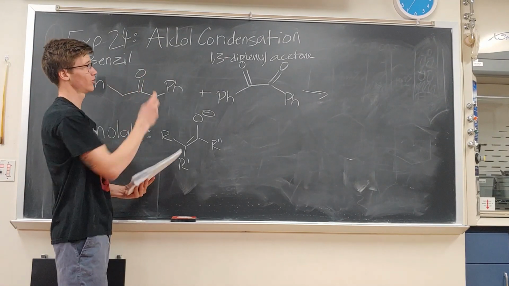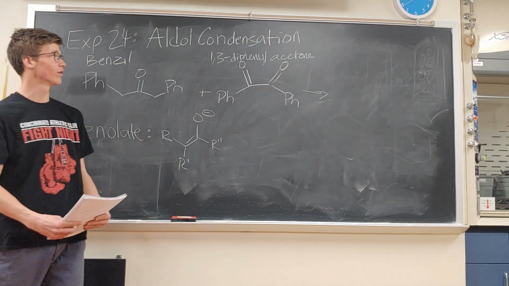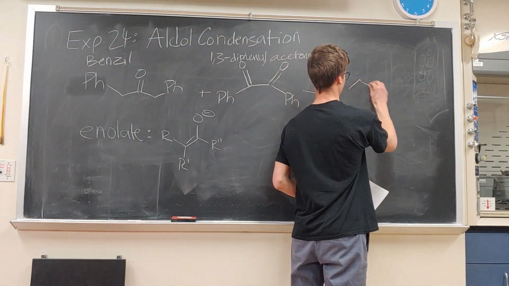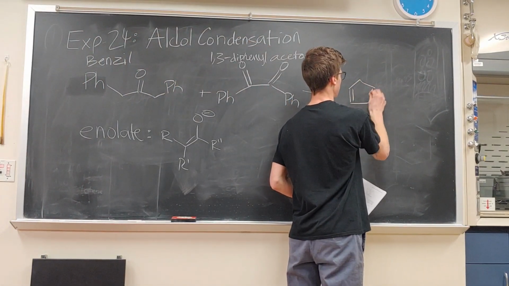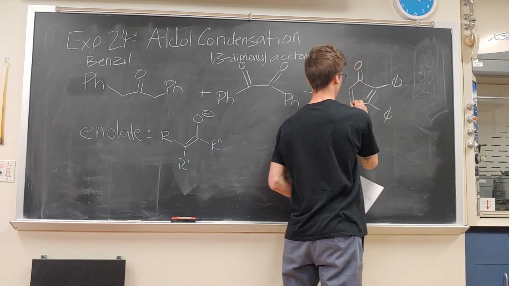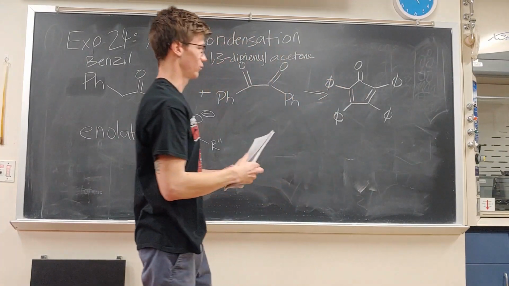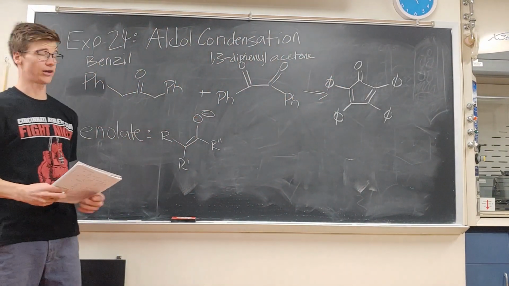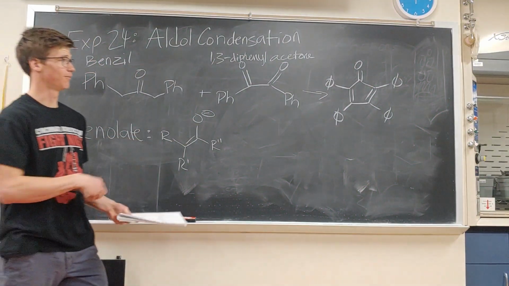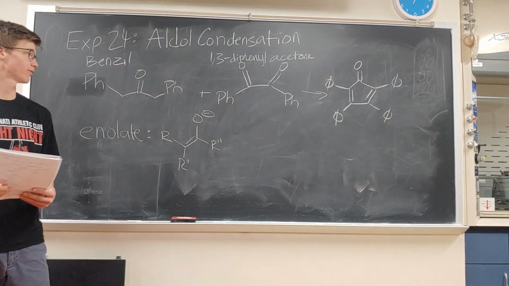So experiment 24 is going to be an aldol condensation. Specifically, you're going to be reacting benzil with 1,3-diphenylacetone, and that's going to give you the product tetracyclone, which is given with that structure where I'm indicating the aromatic rings with either Ph in my reacting materials or with this circle with a dash through it in my product.